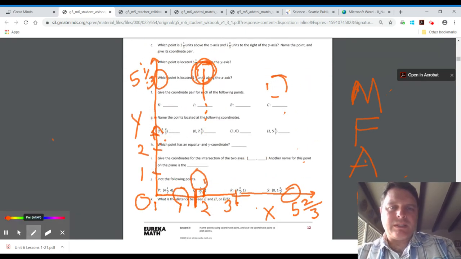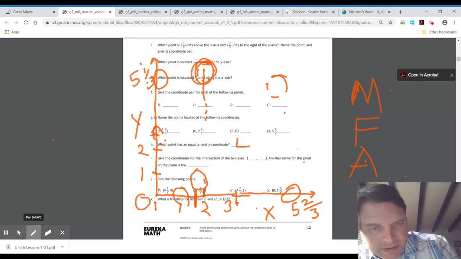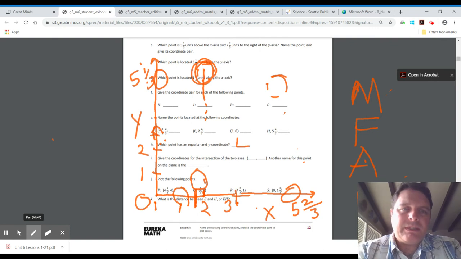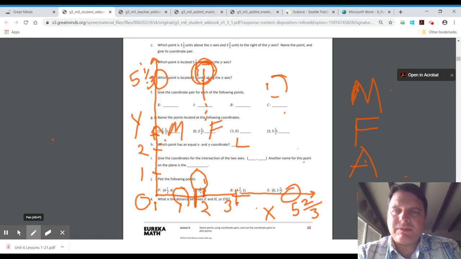Let's see. I want to clear this whole thing off. That's going to be L. And if you didn't get letter G, it's M, F, A, and N. Okay.